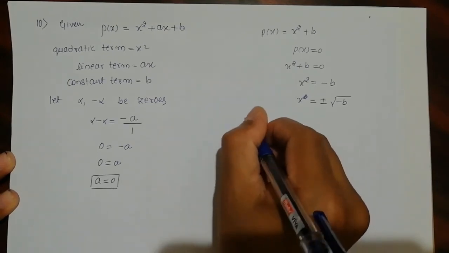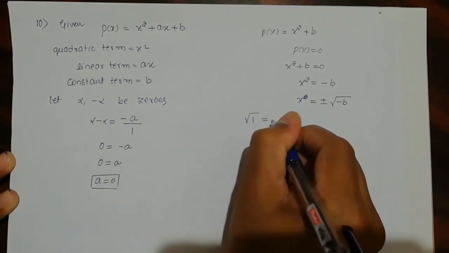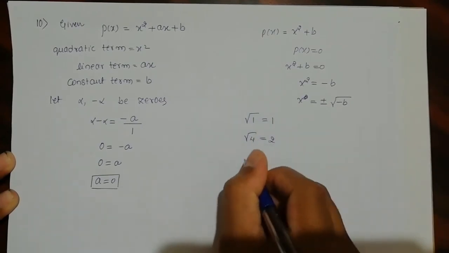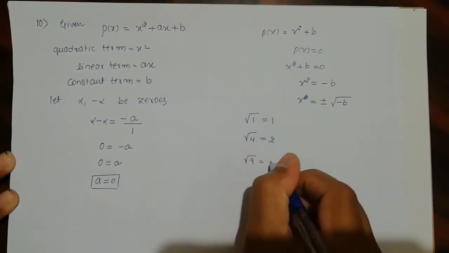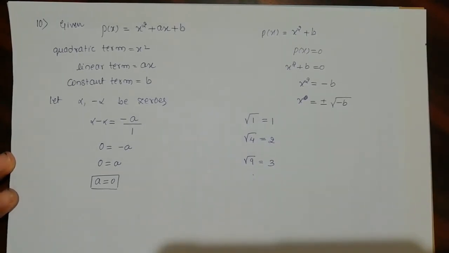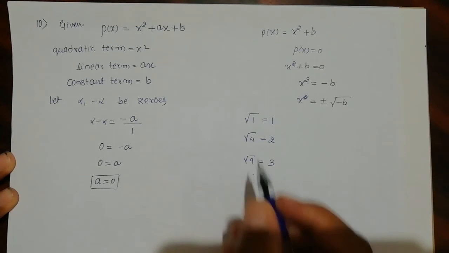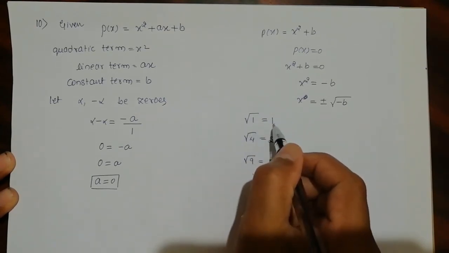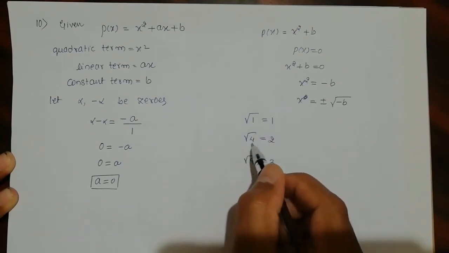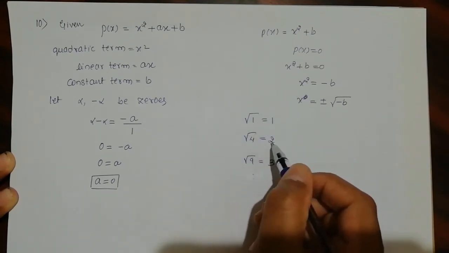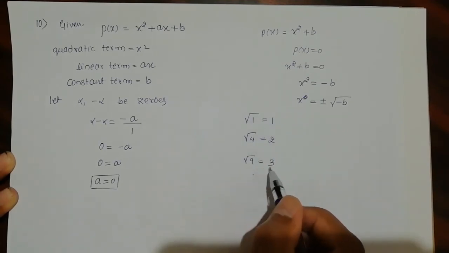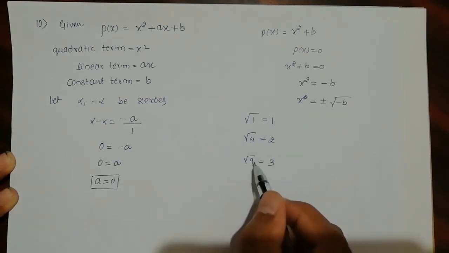Now look at here. Square root of 1 means 1, square root of 4 means 2, square root of 9 means 3, like this. You know these square roots. So square root of 1 is equal to 1, because if you take square of 1, you will get 1. Square root of 4 is equal to 2, because 2 square is equal to 4. Square root of 9 is equal to 3, because 3 square you will get 9.